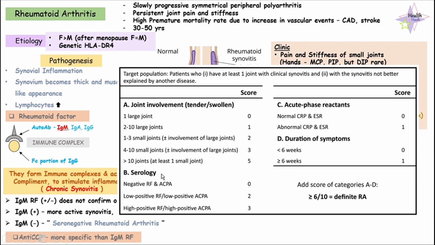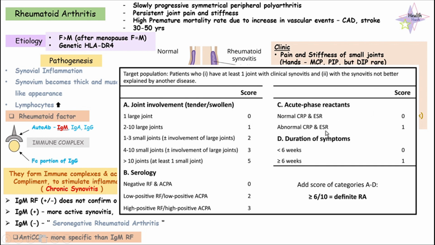And then we have to see the serological markers. So the rheumatoid factor and ACPA, meaning anti-citrullinated protein antibody, which is the same as anti-CCP. Anti-CCP means anti-cyclic citrullinated peptide antibody. So if both of these serological markers are negative, it's 0 points, and if they are low positive, 2 points, high positive, 3 points. And then we go to acute phase reactants.